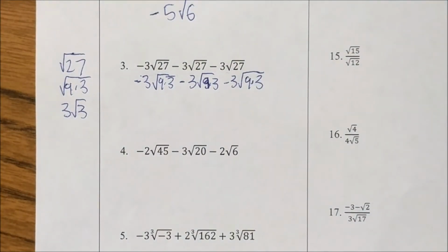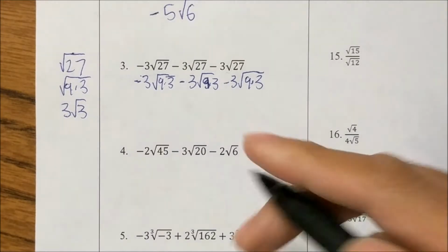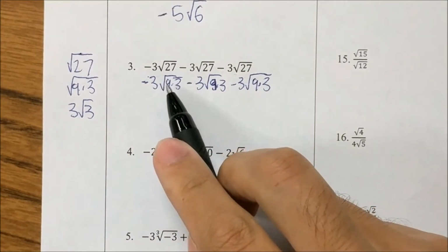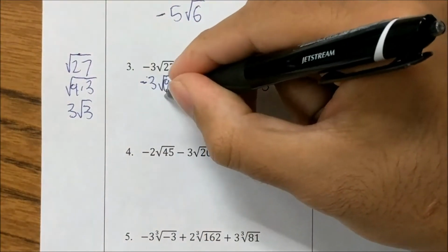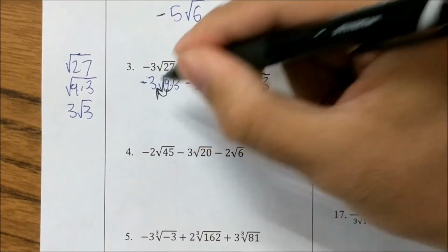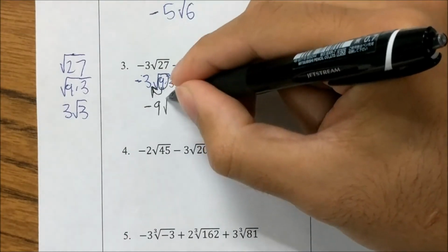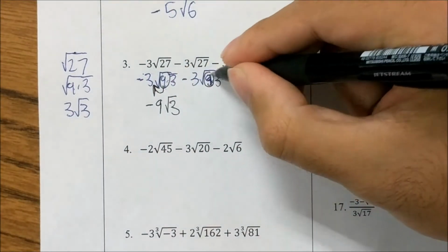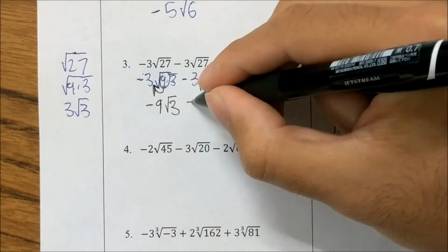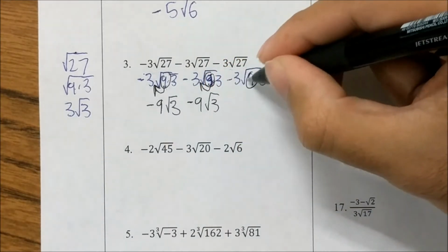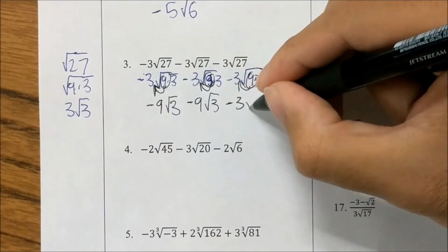Okay, so now 9 is equal to 3 squared, so square root of 9 is 3, so I can take the 3 out. So -3 times 3 is -9, and I still have the radical 3 left over. Same thing here. Take the 3 outside. Take this 3 outside also.